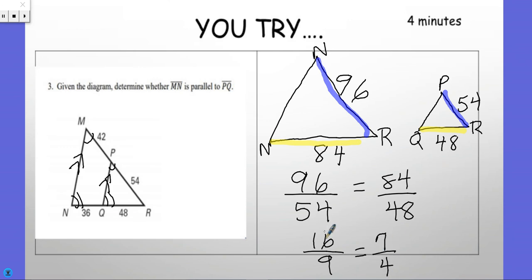So because these sides are not proportional, they don't equal each other, then what we can say is line segment MN is not parallel to line segment PQ. And that's because when I do my ratios, they do not equal. And they should if these two triangles are similar.